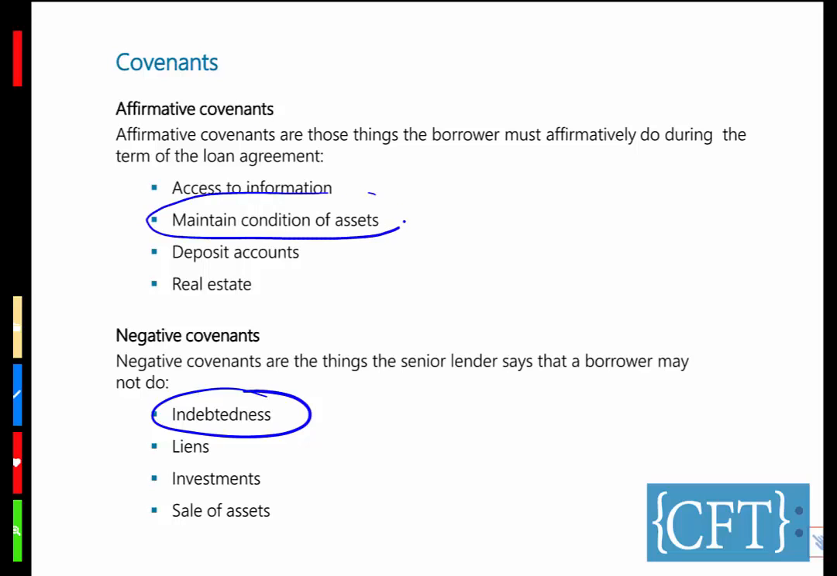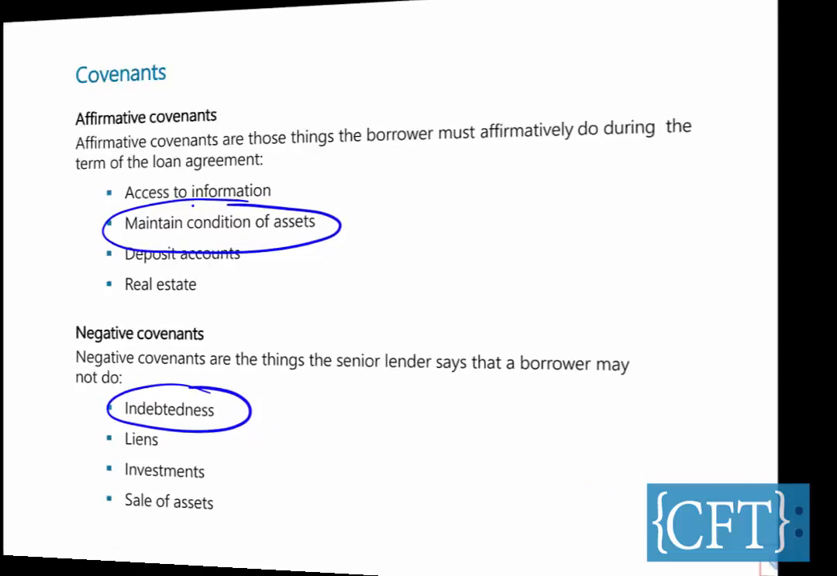An affirmative covenant could be something like condition of assets. If the factory is something which is being put down as collateral, then the affirmative covenant will be that that factory will be in a saleable condition, so that the value of that asset will be enough to cover the value of the debt should they actually default.